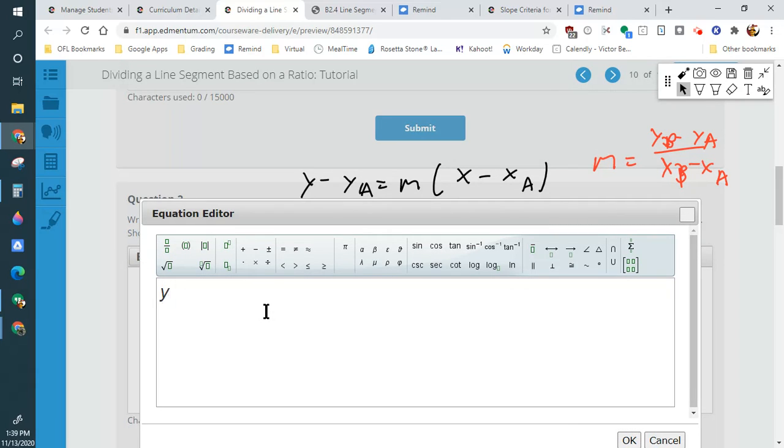So we're going to say y minus y sub a equals my m, but instead of m, I'm just going to use this formula. So let me put in parentheses to show I'm doing work. I'm going to do y sub b. You guys don't have to make it capital. I'm just in the habit at this point. Y sub a.